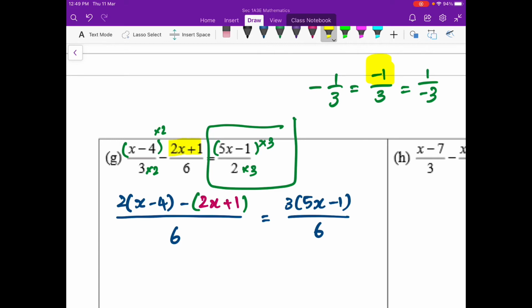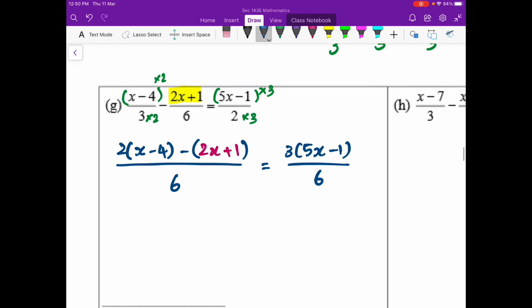Entire 2x plus 1, which is why I need to put the brackets. If I don't have brackets, look at what we are writing. If there are no brackets, the negative sign only belongs to the 2x. It is not distributed to the plus 1. And that is where the error is. Okay? So we have to have brackets here. So continue.